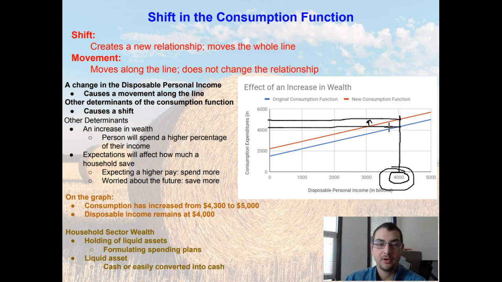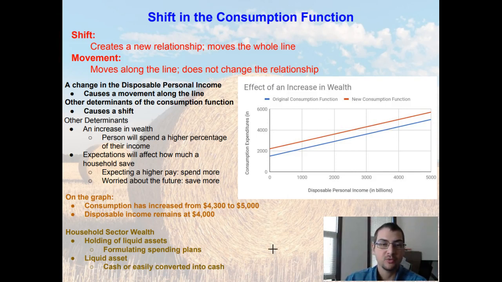But if we went the other way, what if we had negative expectations and income still hasn't changed, but now we've shifted downward, and our consumption actually falls while our income stays the same. That's the way you can always tell if it's a shift: if your income is staying the same, but the amount you spend has changed.